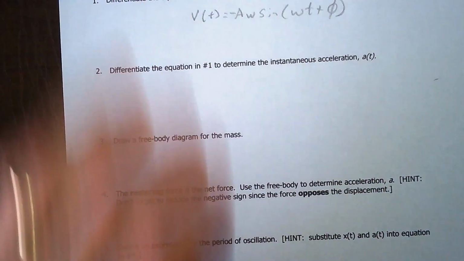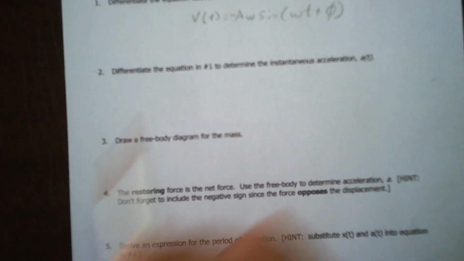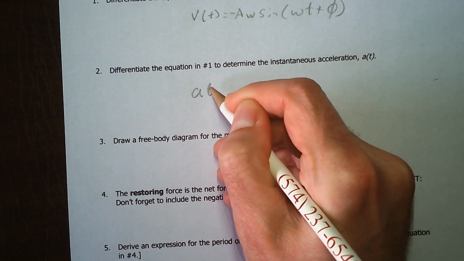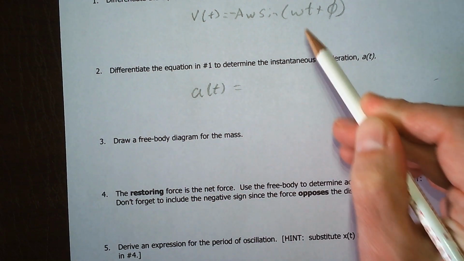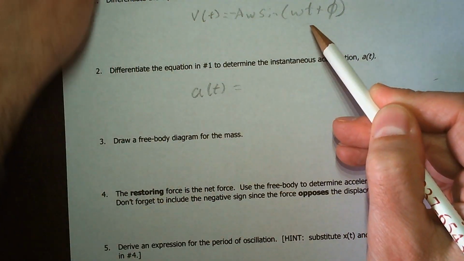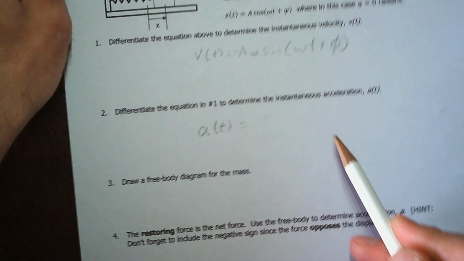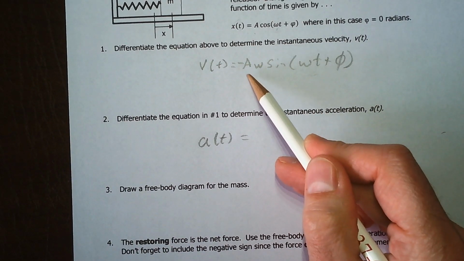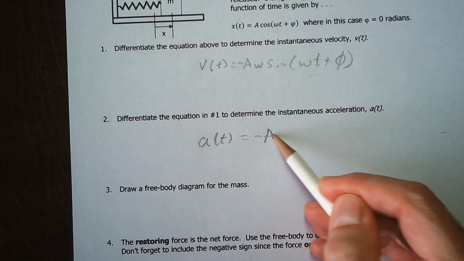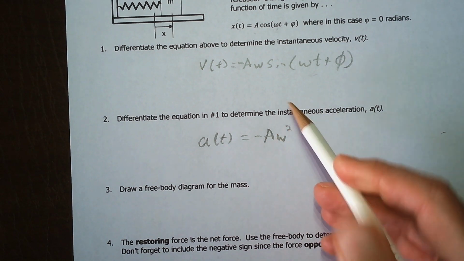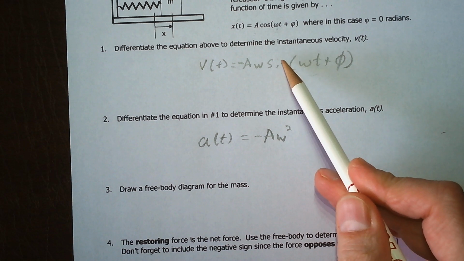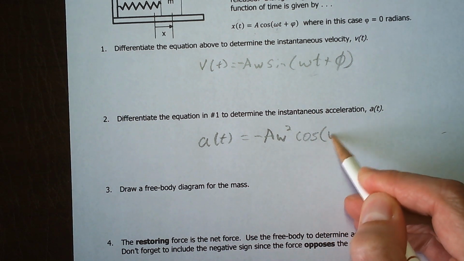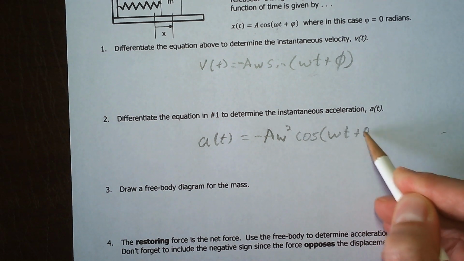Okay, now I want to find the acceleration. So acceleration is the slope of the velocity-time graph. So I'm going to do the exact same thing again. The slope of this is just omega, and this again is just a constant out here. So now it's going to be negative a omega squared, and now the slope of sine is cosine. So it's going to be cosine of omega t plus phi.